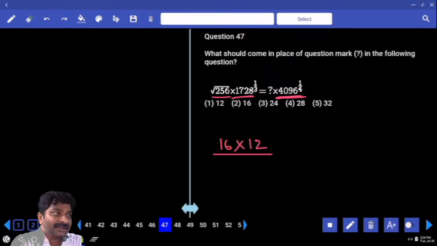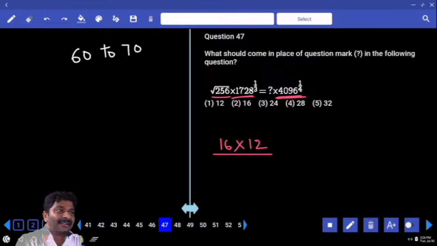And that is more than that. 70 square, and that is less than that. So that is in between 60 and 70, correct? And again, this number should be written as a perfect square, right? So in between 60 and 70, which square is there? That has to be the one.